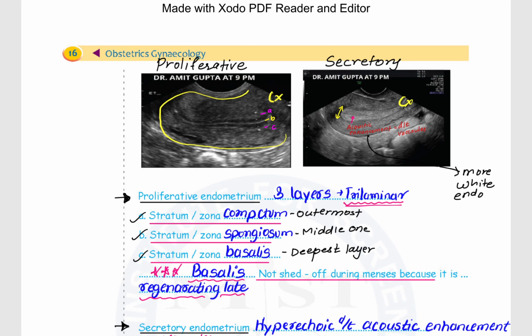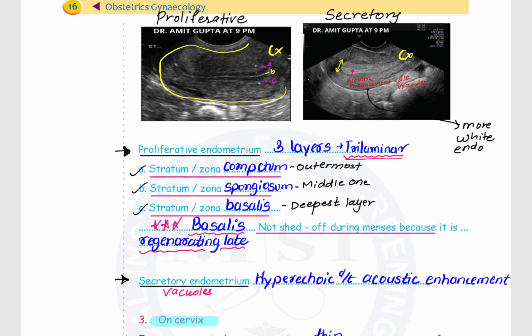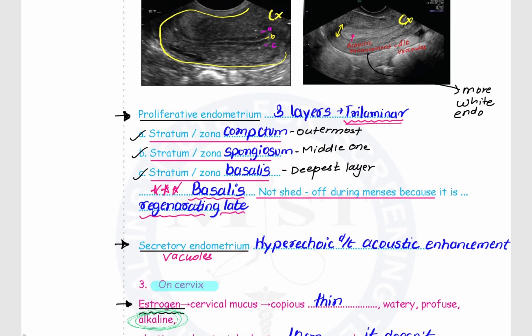Then we have the proliferative endometrium. We have three layers, trilaminar: stratum compactum, stratum spongiosum, stratum basalis. Compactum is outermost, spongiosum is the middle one, and basalis is the deepest layer. Now, stratum basalis does not shed off during menses because it is regenerating. So what does not shed off during menses? It is stratum basalis. Now, secretory endometrium is hyperechoic due to acoustic enhancement, due to vacuoles.